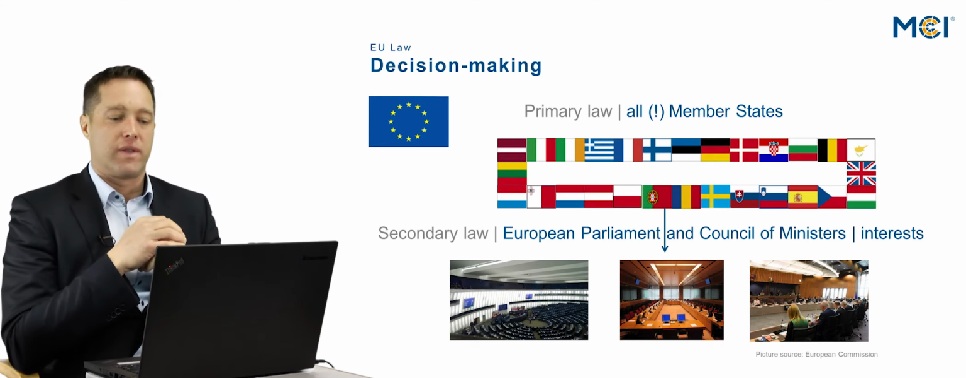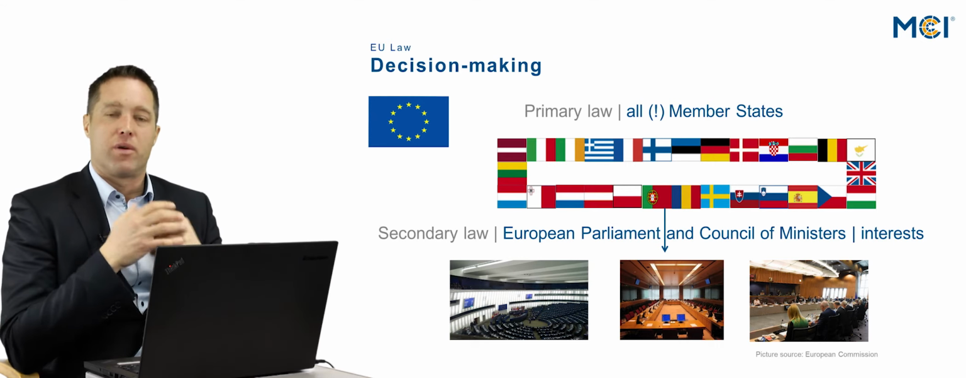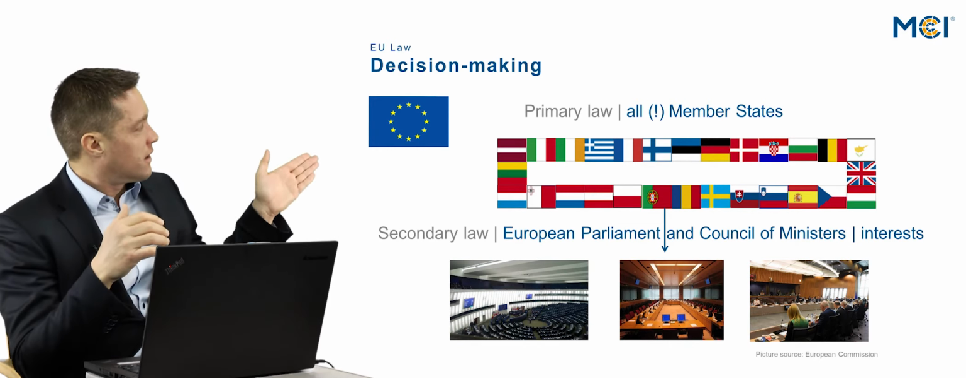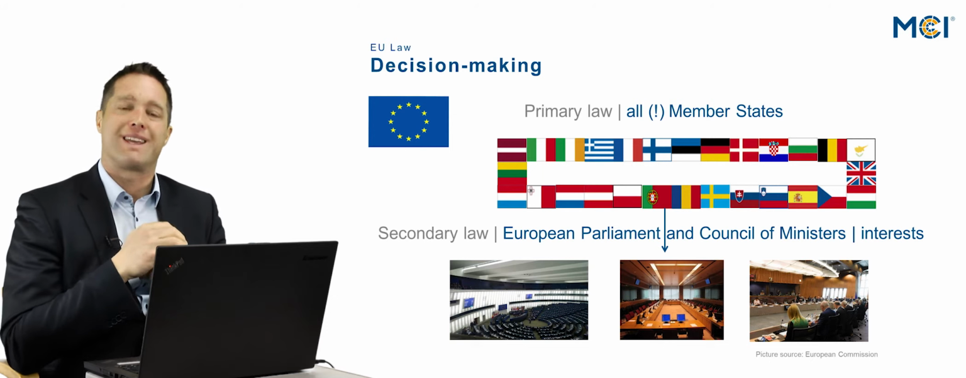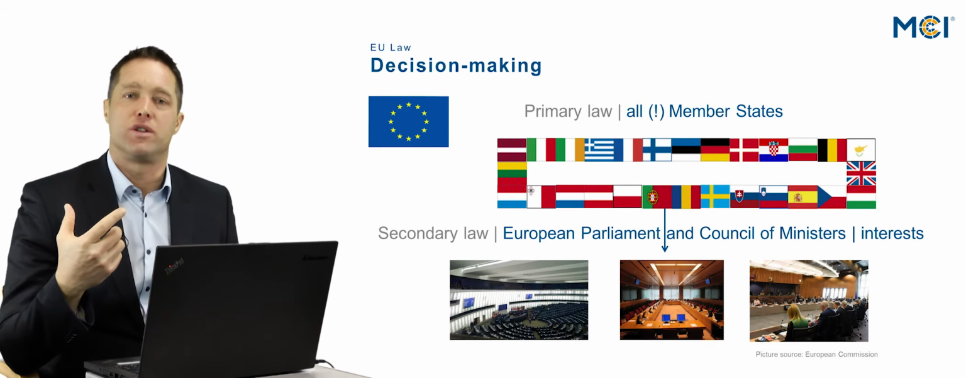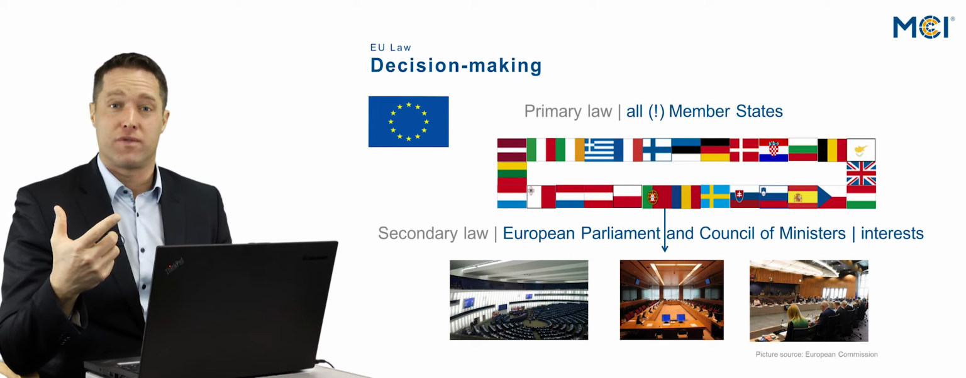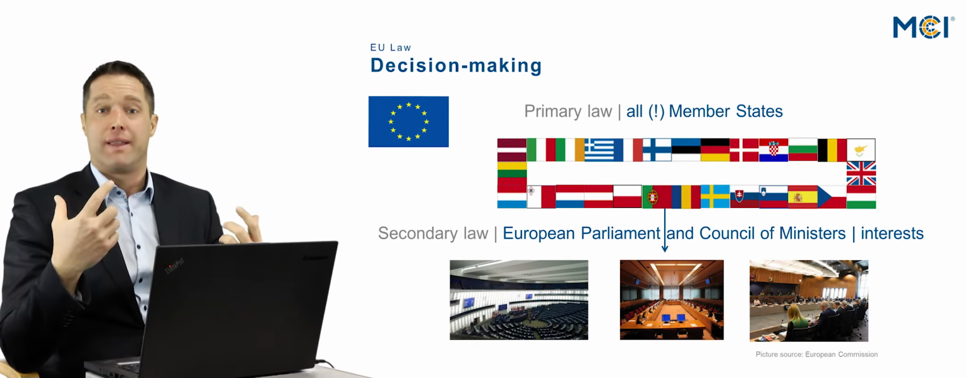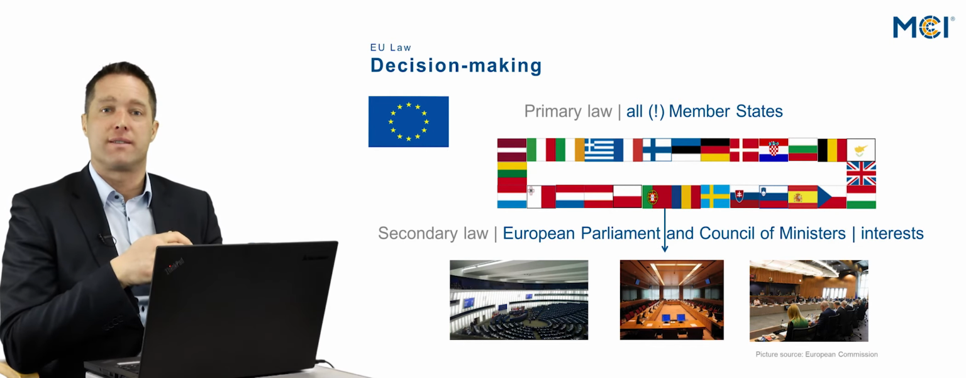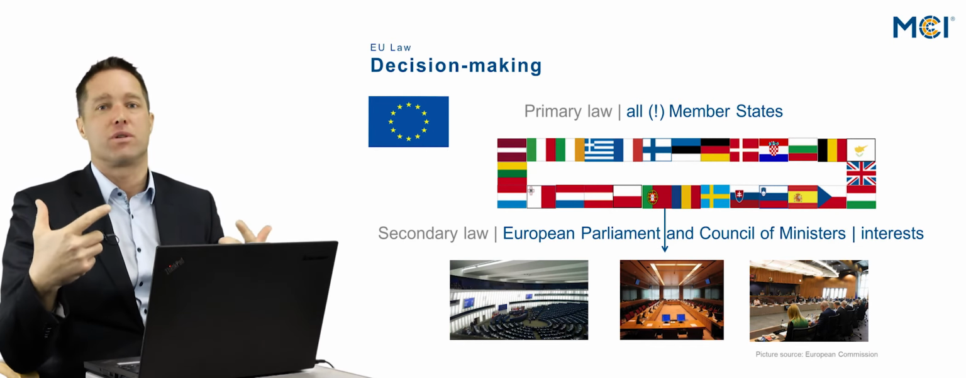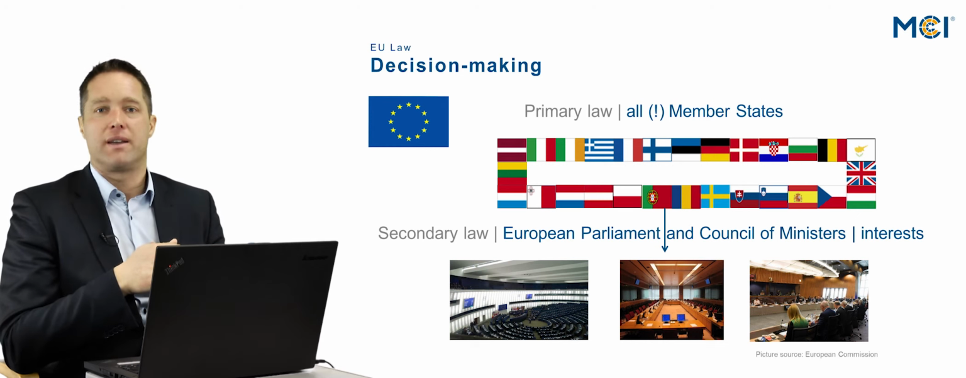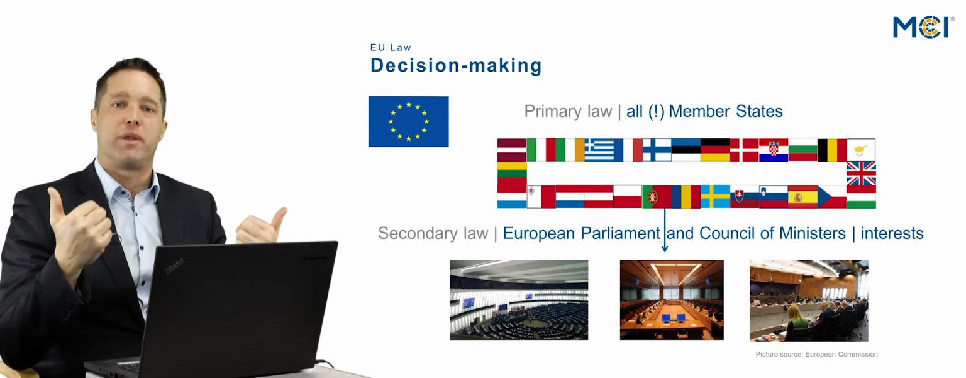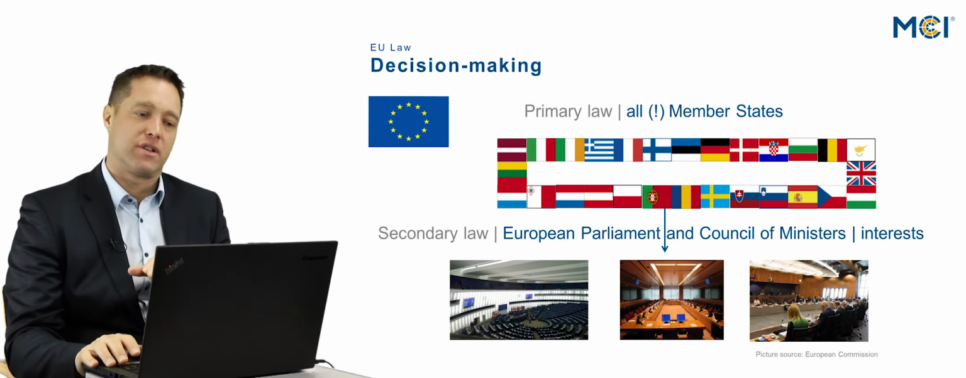So the picture on the right-hand side, the European Commission represents the interests of the whole EU. Then in the middle, we have a picture from the Council of Ministers. That's the institution which represents the interests of the member states. And here on the left-hand side, we have the European Parliament. That is the one institution that represents the interests of the citizens because it is elected by EU citizens. So a proposal of the Commission which needs to be adopted by European Parliament and Council of Ministers.